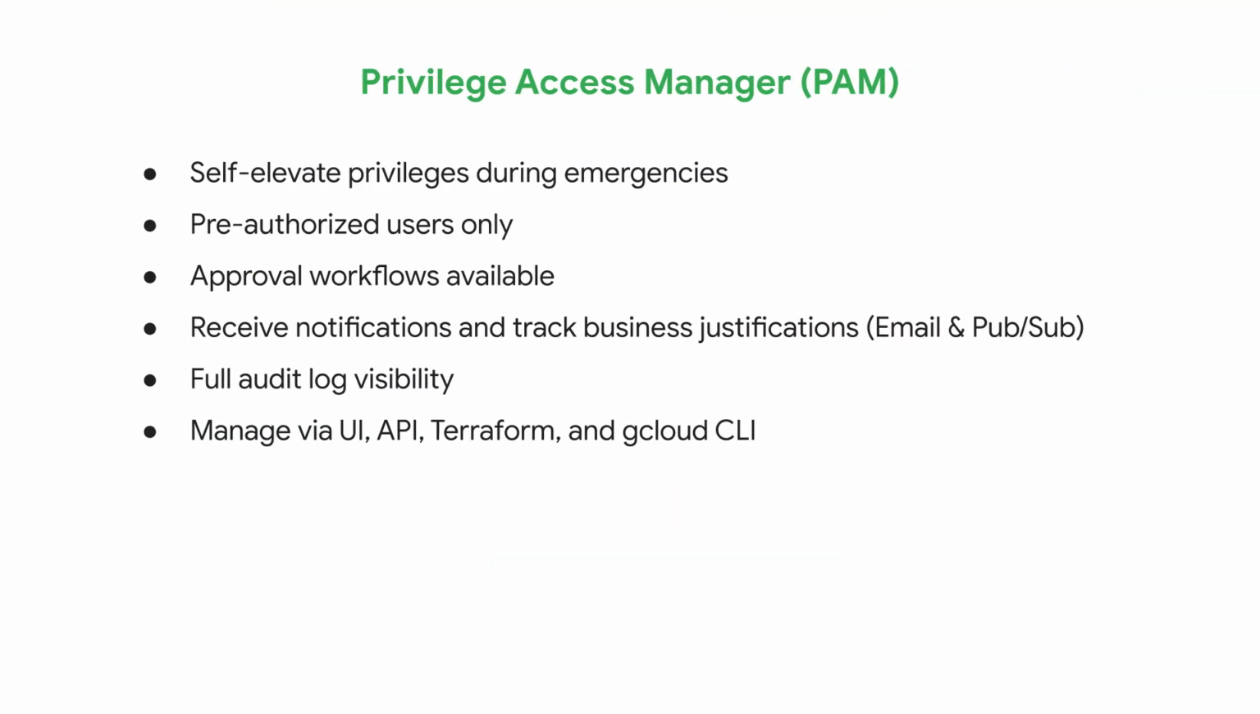But instead of manually juggling permissions, this is where PAM comes in. PAM, or Privileged Access Manager, allows organizations to grant just-in-time access to Google Cloud resources. It enables pre-authorized users to self-elevate their privileges during emergencies with or without approvals, depending on the setup. And in this video, we'll cover a use case where the approvals aren't needed at all.